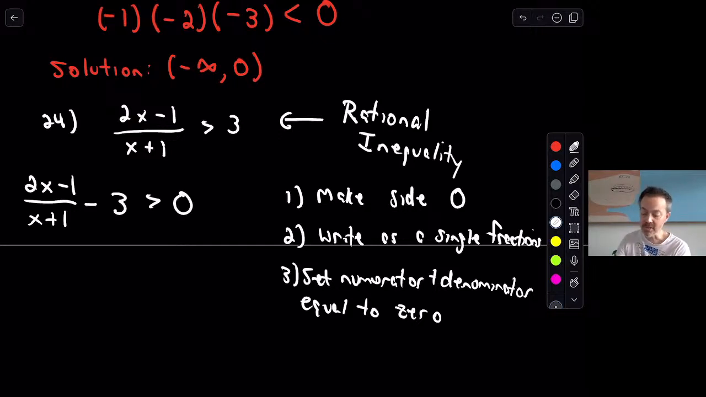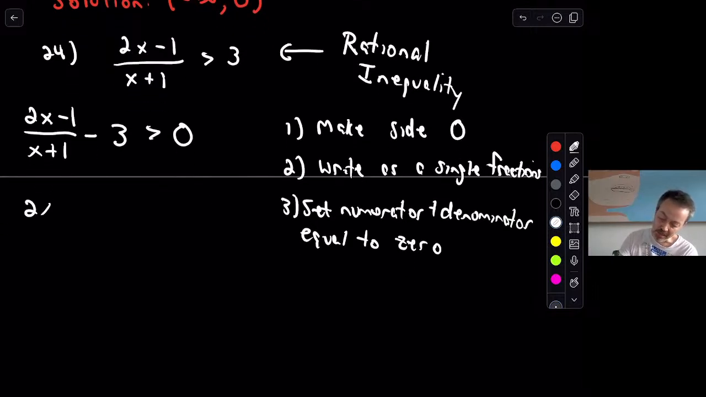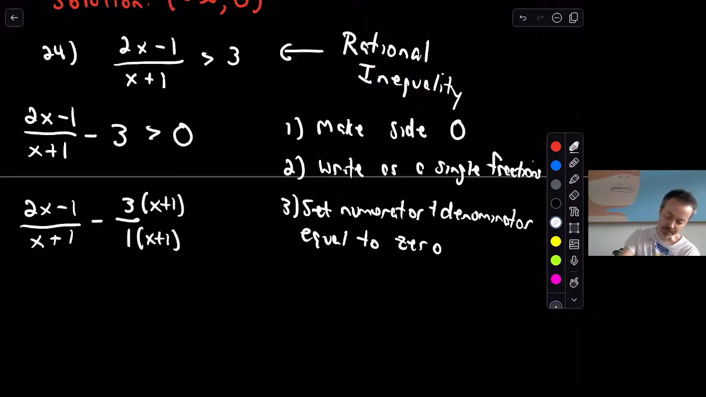Okay, so 2x minus 1 divided by x plus 1 minus 3 greater than 0. So now we're going to get common denominators. I could write this as minus 3 over 1. Well, I could multiply top and bottom of that by x plus 1. We're not doing anything to the right side. And notice again on the left side, I'm just getting common denominators, I'm just multiplying top and bottom. So it's not like I'm multiplying the left side by x plus 1, and then I have to do it to the right side as well.